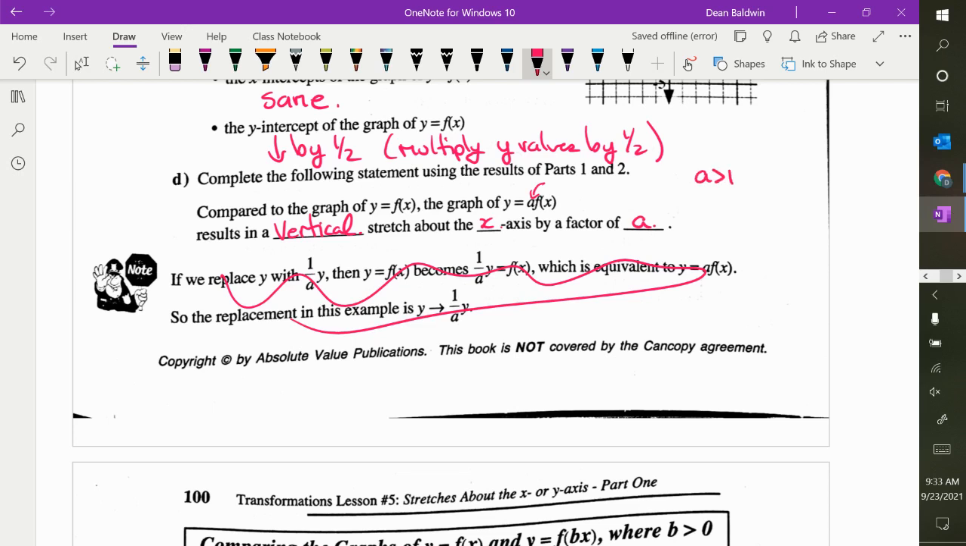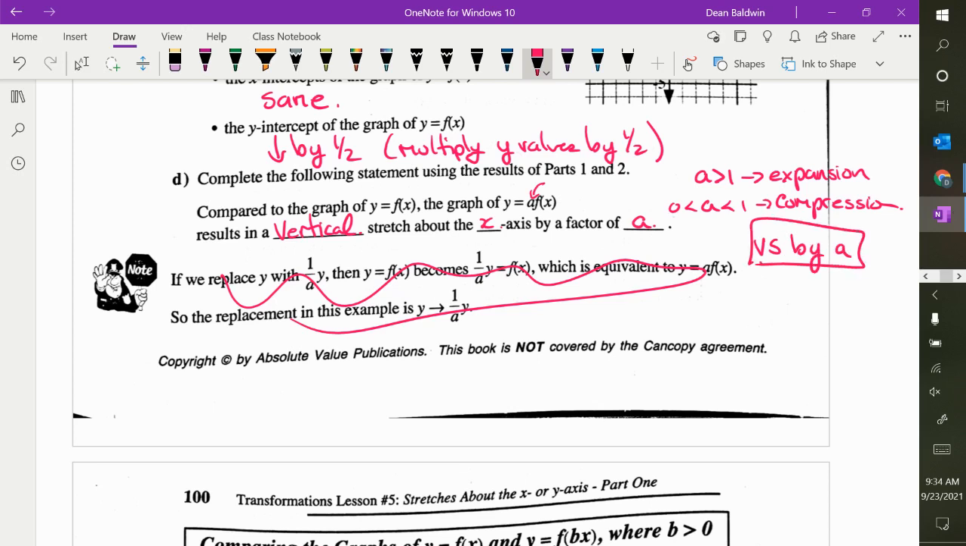If a is greater than 1, does the graph get bigger or smaller? It's an expansion. If a is between 1 and 0, i.e., it's a fraction or a decimal, it's a compression. I'm not too worried about you saying expansion, compression. You can just say a vertical stretch by whatever a is.